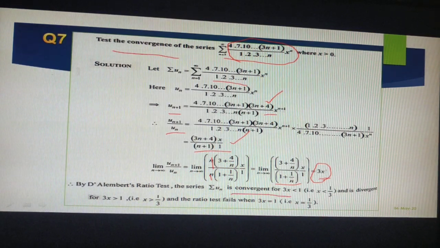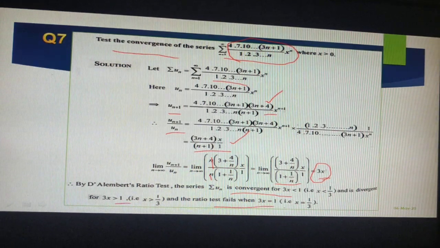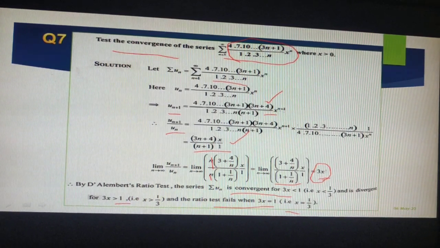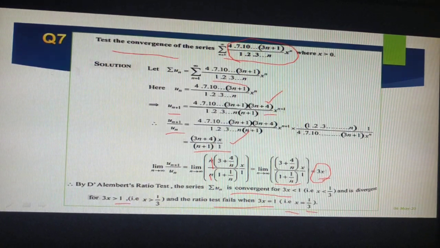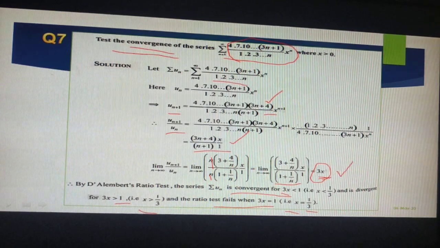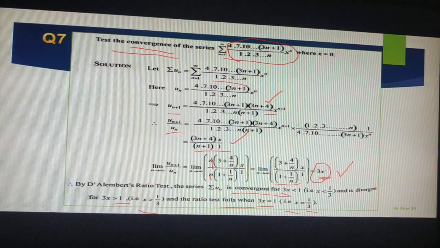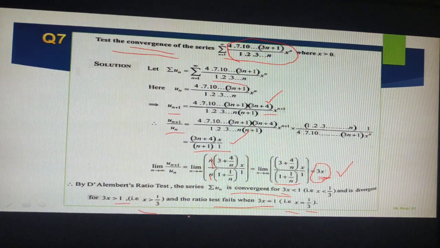It is very clear. If 3x is less than 1, it is converging. 3x greater than 1, diverging. 3x equal to 1, then the test will fail. So when 3x equals 1, simply x is equal to 1 by 3. Here, if 3x is less than 1, then solving for x, x is less than 1 by 3. So you can discuss about 3x itself, no problem. The only thing is we have to test whether it is converging or diverging. You can't test directly because we got 3x. So depending on this 3x, whether it is greater than 1, less than 1 or equal to 1, based on that I can tell whether the series is going to converge or diverge.